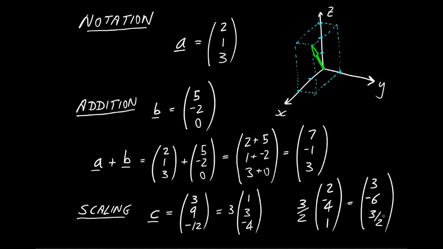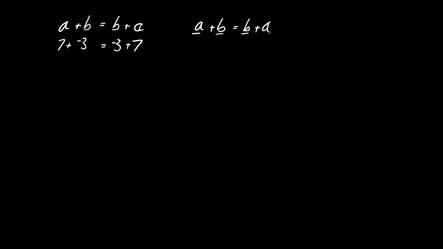So with these definitions of addition and scaling, can we say anything about the properties? If I have two regular numbers a and b, then of course a plus b is the same as b plus a. I'm not saying anything fancy here. It's as simple as 7 plus minus 3 is equal to minus 3 plus 7. Obviously it is, we know that. Now, if we think about the same statement for vectors, a plus b, vector b, is it the same as vector b plus a? Well, it must be.